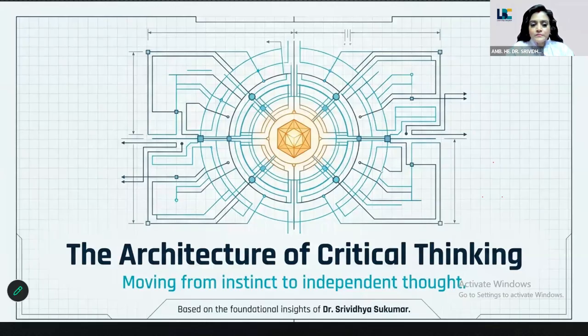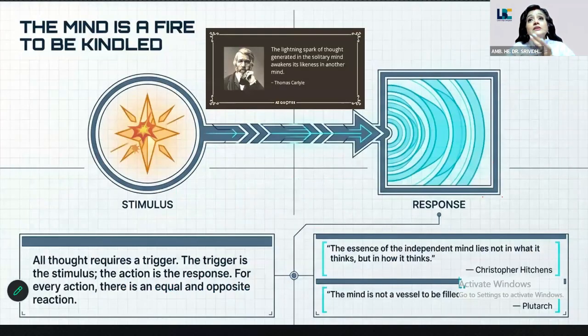Please message me. So this architecture of the critical thinking process, from where does it start? That is moving from the basic instinct. Some thought comes to our mind. That is independent thought, and how this is being correlated to a learning process.